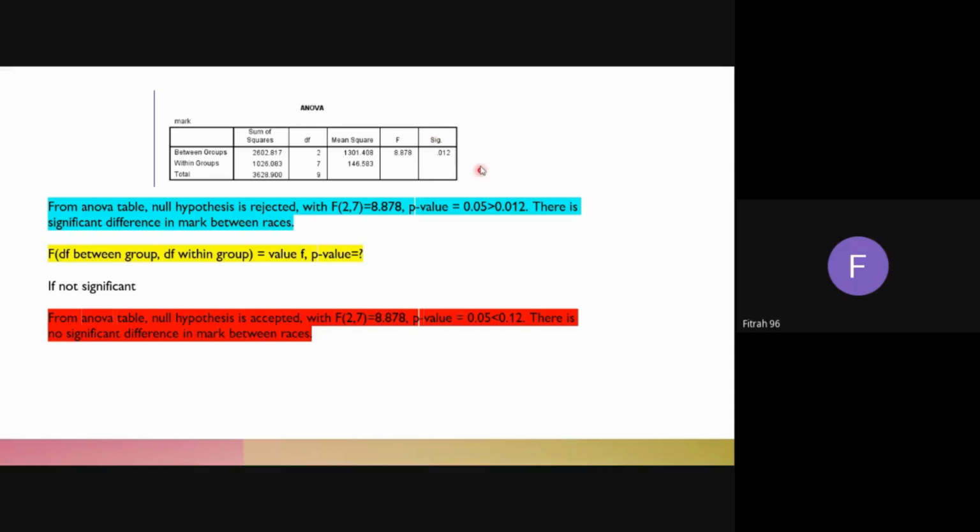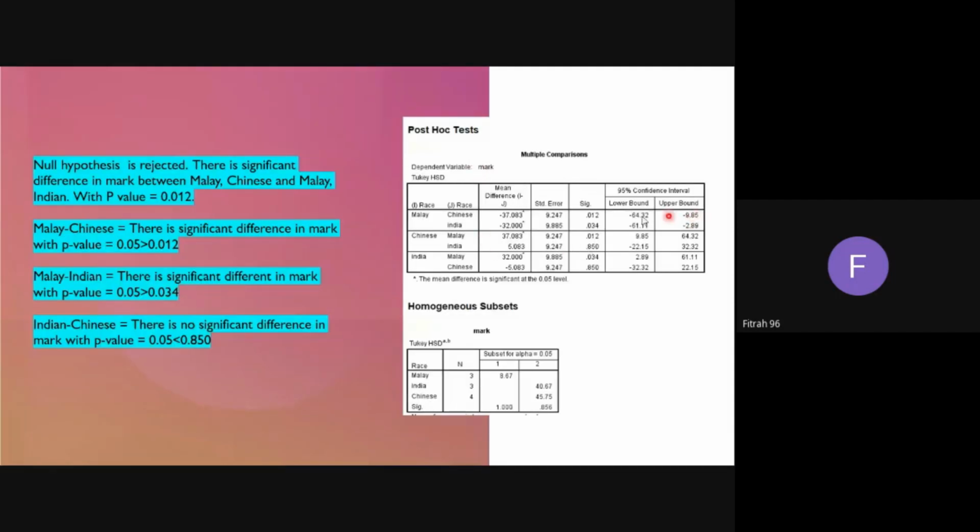Since kita boleh proceed post hoc, we proceed to post hoc. Okay, kat mana dia punya differences? Okay, the one that is below 0.05 is the one that exists differences. So kita tengok sini, between Malay, Chinese, 0.12. Okay, and then Malay Indian ada tak? Yes, 0.34. Dia lebih rendah daripada 0.05. Okay, and then Chinese Malay samalah. Chinese Indian, there is no significant difference sebab lebih besar.